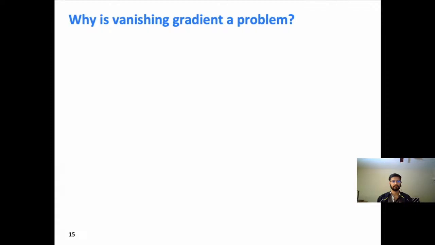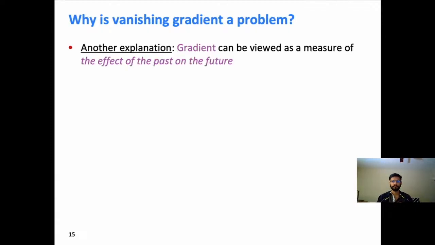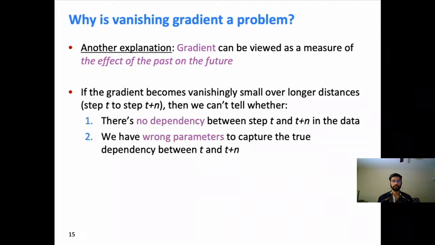So another way to explain why vanishing gradients is a problem is you can think of the gradient as a measure of the effect of the past on the future. So we've already talked about this a little bit. Gradient is like saying if I change this weight or this activation a little bit, then how much does it affect this thing in the future? So in particular, if our gradient is becoming vanishingly small over longer distances, let's say from step t to step t plus n, then we can't tell which of two situations we are in.